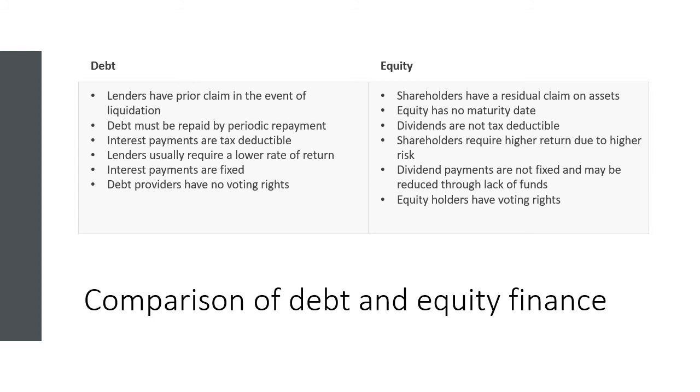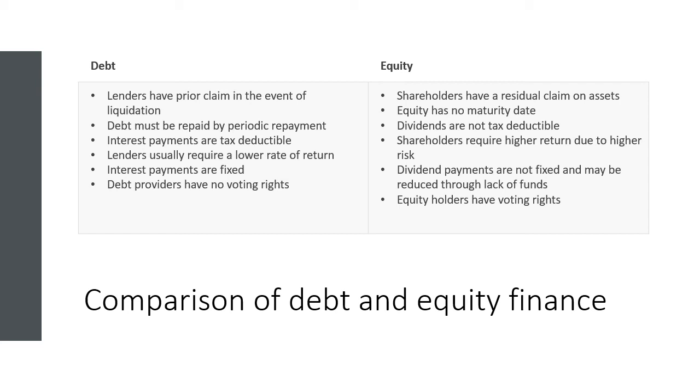Now, with this table here, you're looking at the comparison of debt and equity finance. When we're looking at debt, lenders have prior claim in the event of liquidation. So that's that point I brought up before. The lender is going to get first dibs. Debt must be repaid by periodic repayment. Interest payments are tax deductible. Lenders usually require a lower rate of return. Interest payments are fixed. Debt providers have no voting rights.